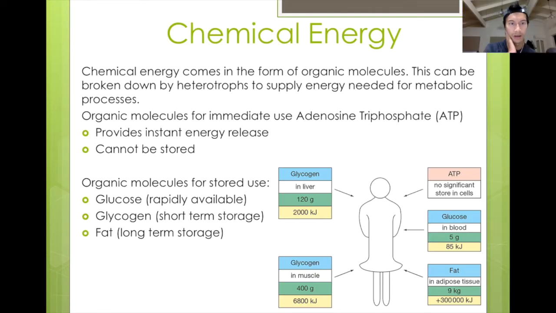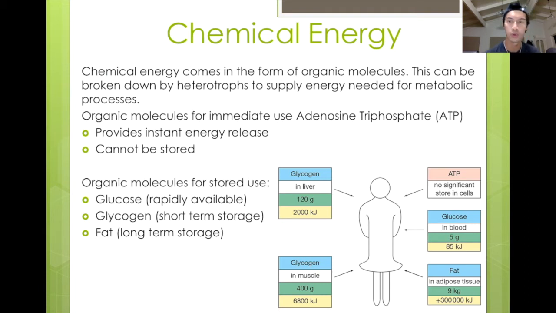In this video, we're going to take a look specifically at respiration and cellular respiration in cells. Okay, so let's jump into it. Chemical energy comes in the form of organic molecules.